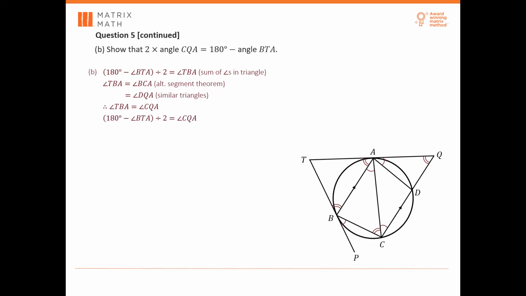So this is what we can write now. 180 minus BTA divided by 2, the same equation, replace TBA with CQA. Therefore, 2 times CQA equals 180 minus angle BTA. So you're just manipulating the formula over here, all right?